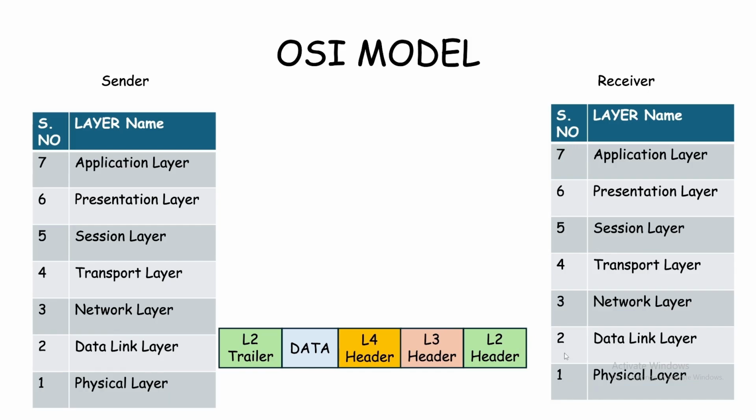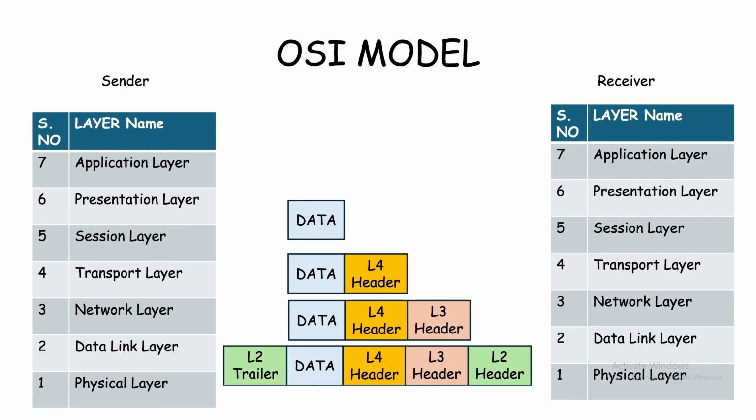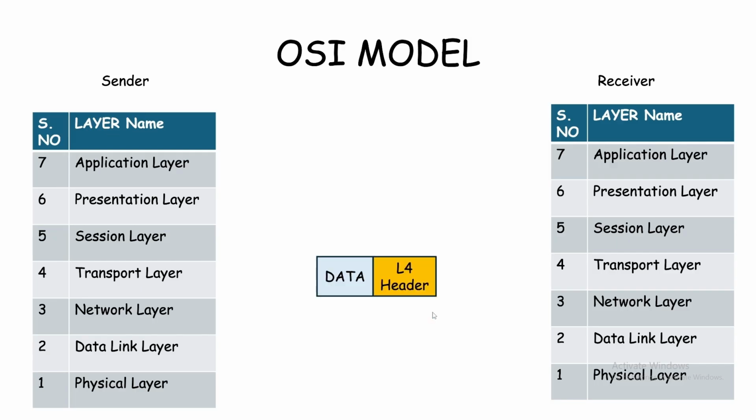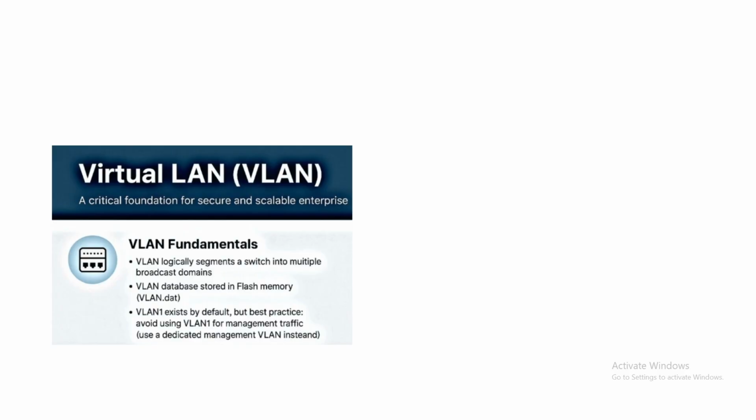When it comes to the receiver end at the data link layer, it will decapsulate the L2 header and L2 trailer, and it will move to the network layer. At the network layer, it will decapsulate the L3 header, and it moves to the transport layer. The transport layer will decapsulate the L4 header, check the ports, and reassemble all the segments into the large piece of data, and the data will reach the receiver end.